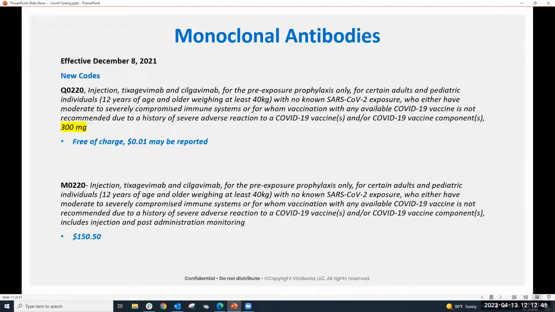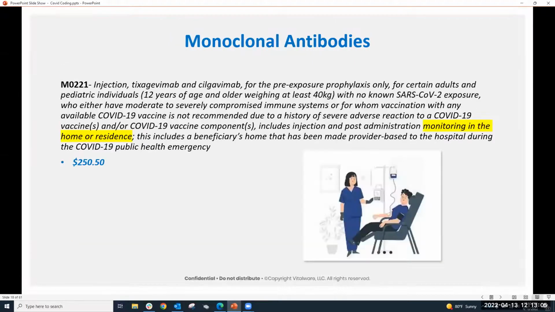So this is free of charge, and there are sometimes instances where a claim scrubber requires the drug to be reported with the administration. You can use a 1 cent charge if that's the case. The administration code is M0220, and this includes the injection and the post-administration monitoring in a healthcare facility. And this is $150.50 for reimbursement. And then the next administration code is M0221, and this is for the injection in the home or residence. And the reimbursement is $250.50.